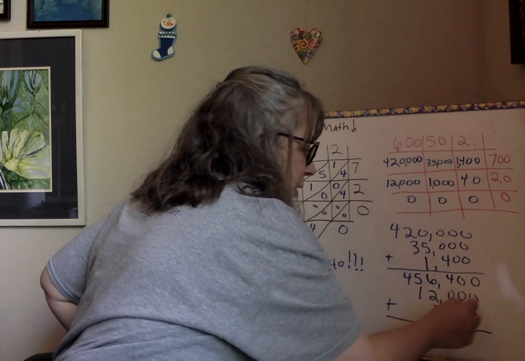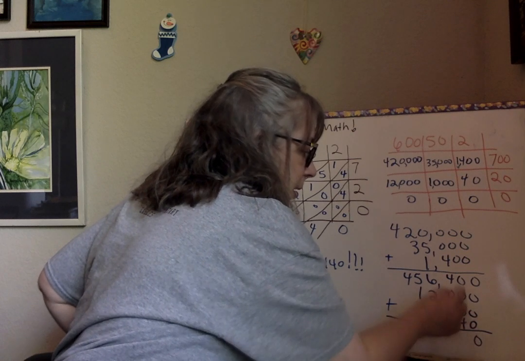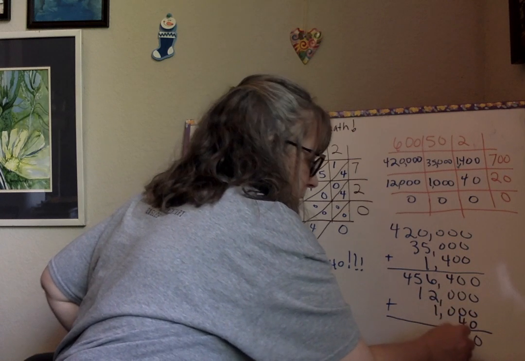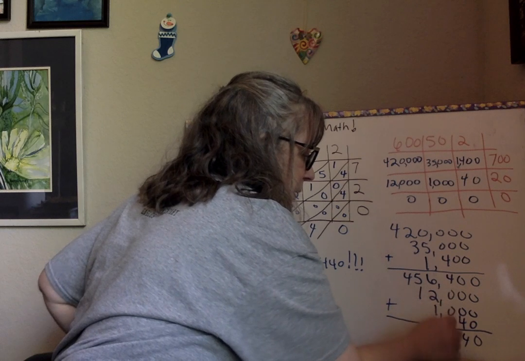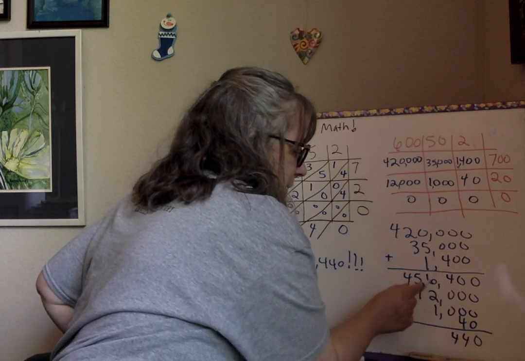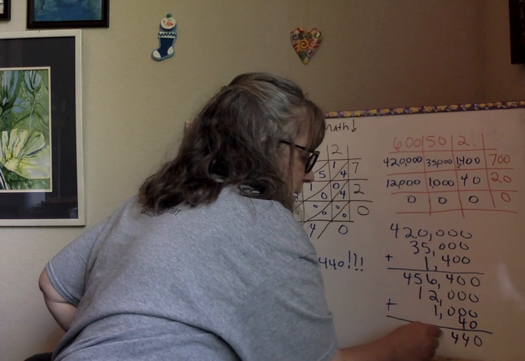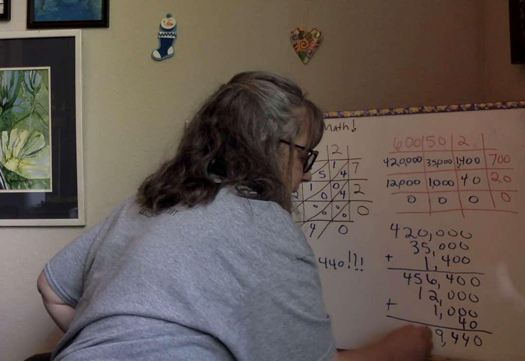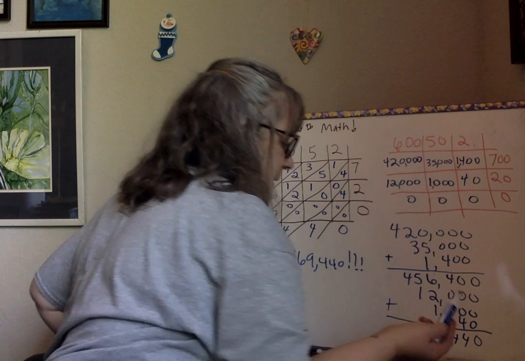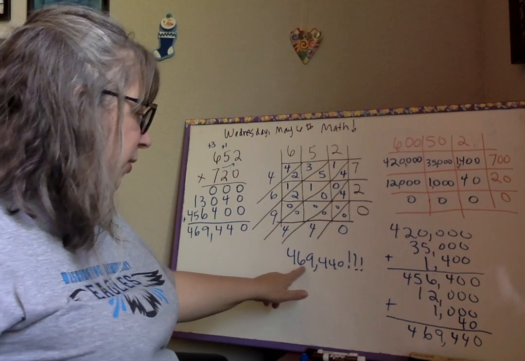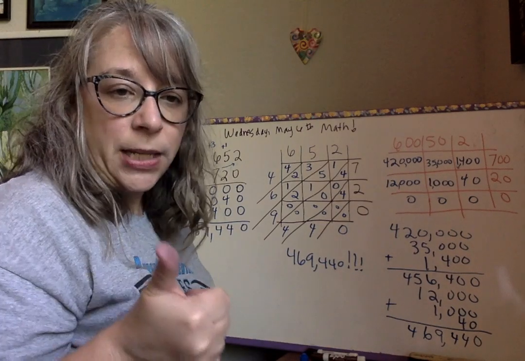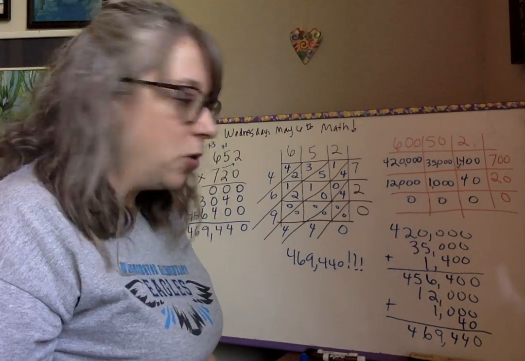Go for it. 0 plus 0 plus 0 plus 0 is 0. 0 plus 0 plus 0 plus 4 is 4. 4 plus 0 plus 0 is 4. So 6, 7, 8, 9. 5 plus 1 is 6. And 4 plus nothing is 4. So 469,440. Rock on, my friends.